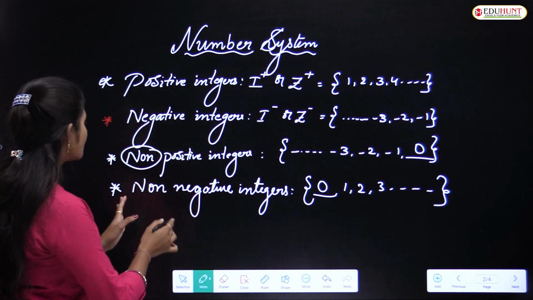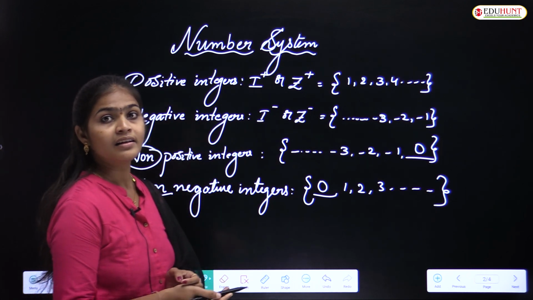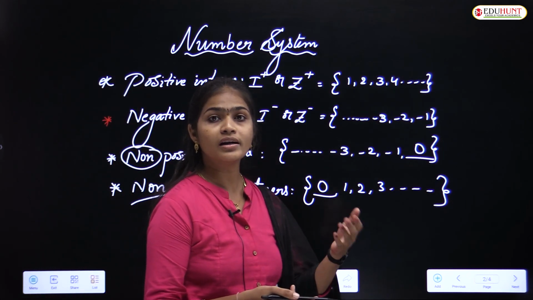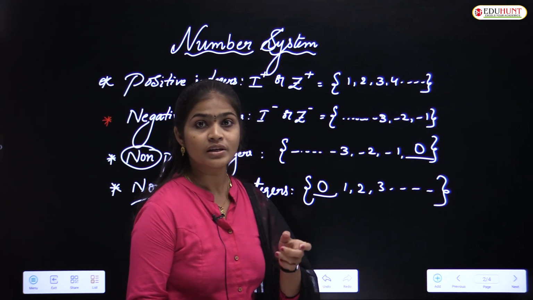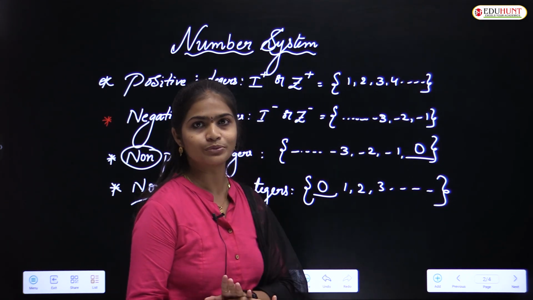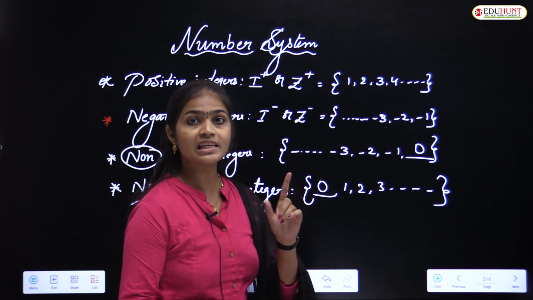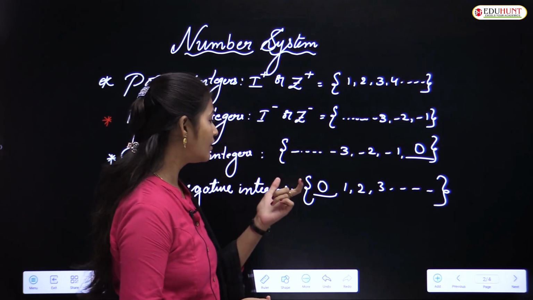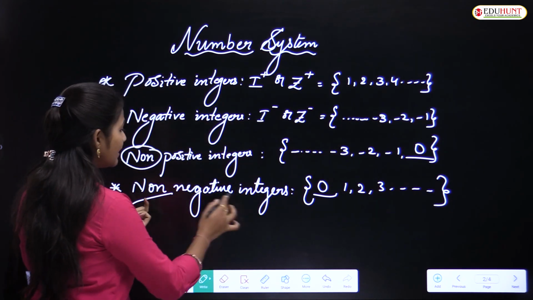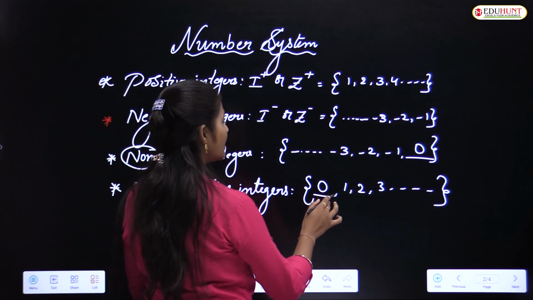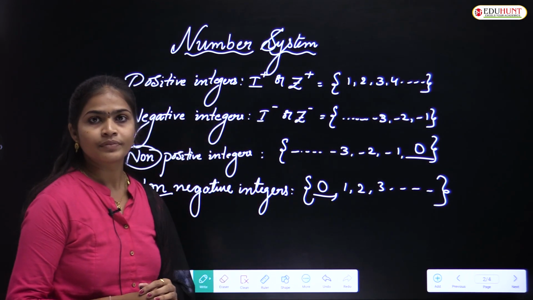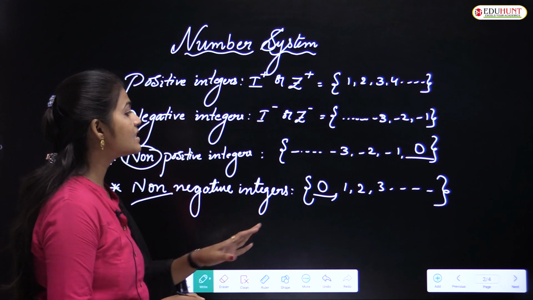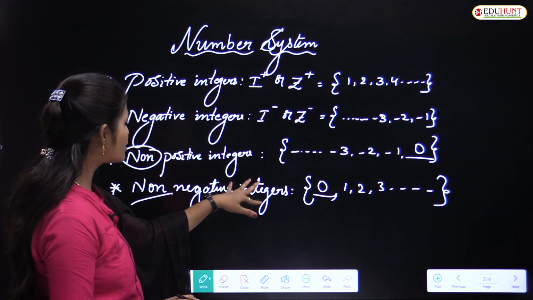Okay, and come to this one, non-negative integers. Integers which are non-negative means not negative. 0 is not negative. 0 is neither positive nor negative. Read that heading properly. So that's why 0 is also included here. Is it clear? So including 0 we have these two sets.